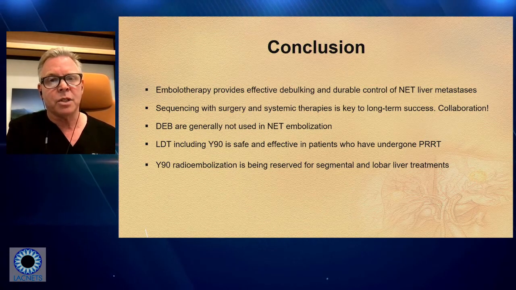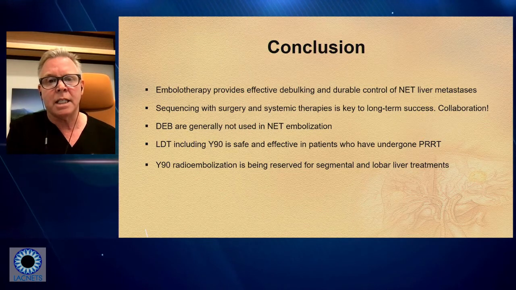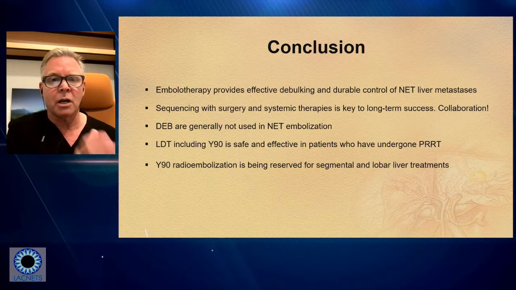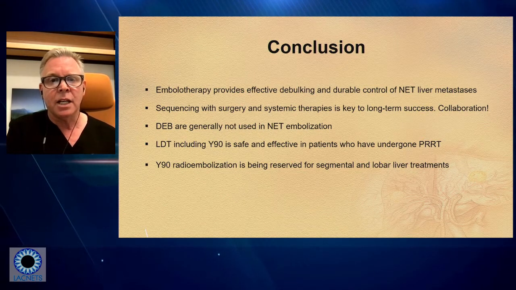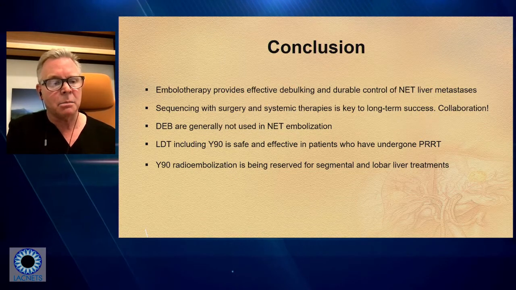I would stay away from drug-eluting beads in general for neuroendocrine tumor embolization. It is safe to use Y90 in lobar or segmental infusions, and you can treat patients who have undergone PRRT in the past.